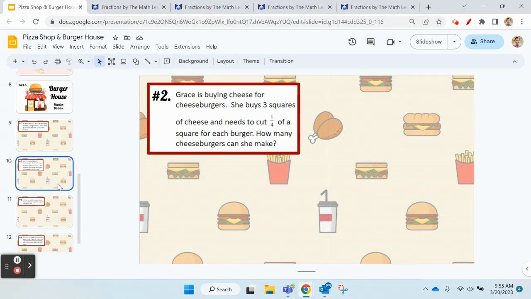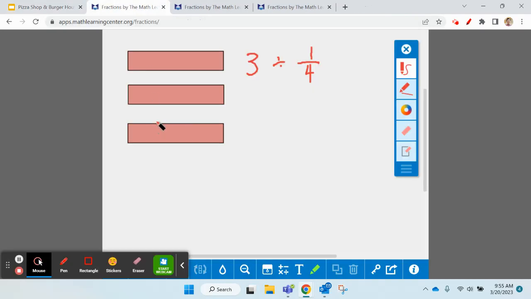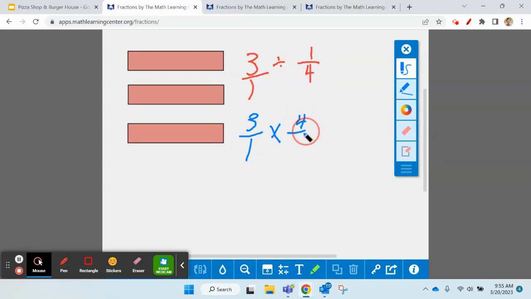Grace is buying cheese for cheeseburgers. She buys 3 squares of cheese and needs to cut 1/4 of a square for each burger. How many cheeseburgers can she make? So here's my model for my 3 slices of cheese, and we're dividing 3 by 1/4. How many quarters go into whole number 3? I'm going to go ahead and put my whole number over 1, and then for fraction division, keep, change, and flip.